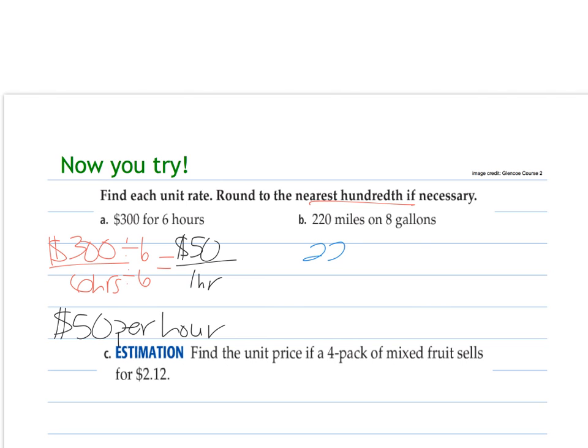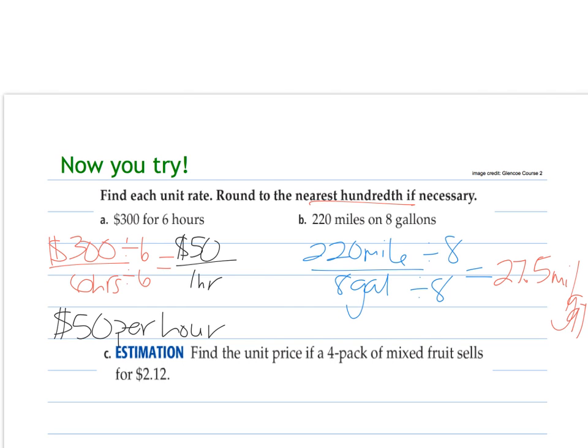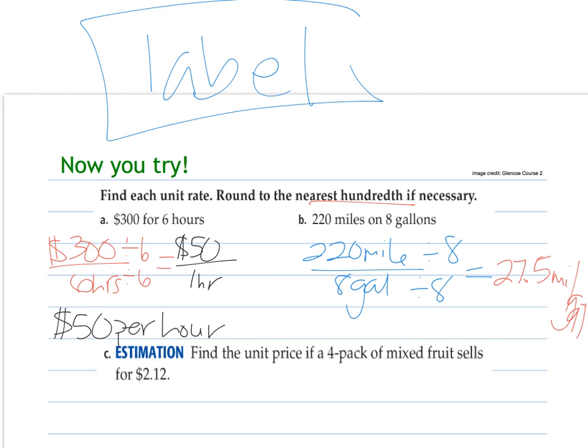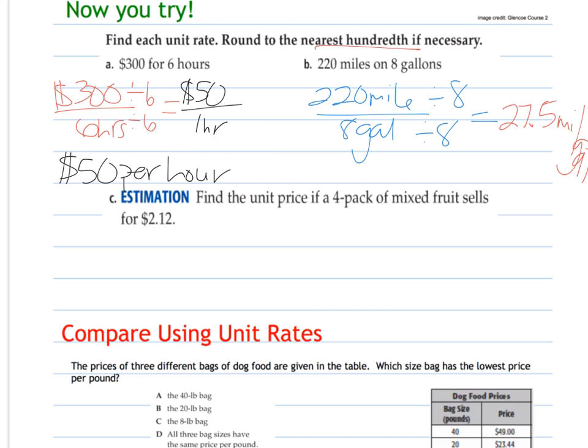Over here, 220 miles in 8 gallons, dividing by my denominator of 8. And this one, again, I'm going to use my calculator, and I get 27.5 miles per gallon. It's really important, you guys, that you label, because these are rates, so we need to know what they represent. So make sure you're labeling all the way through here.